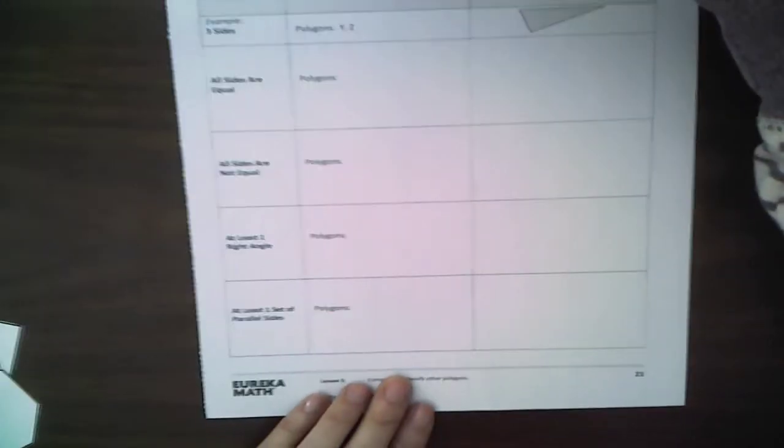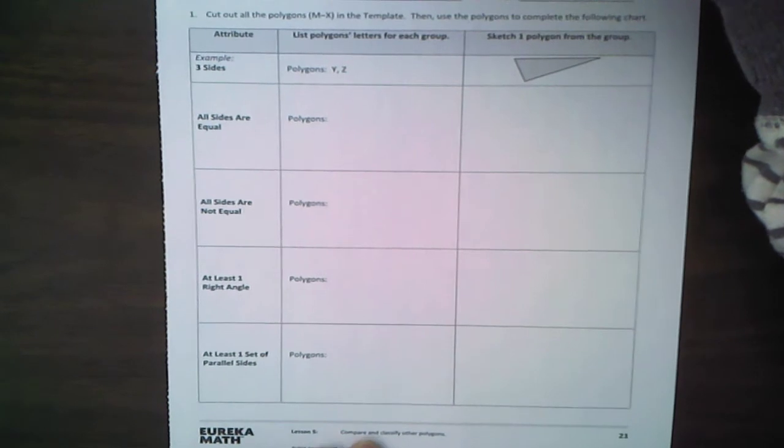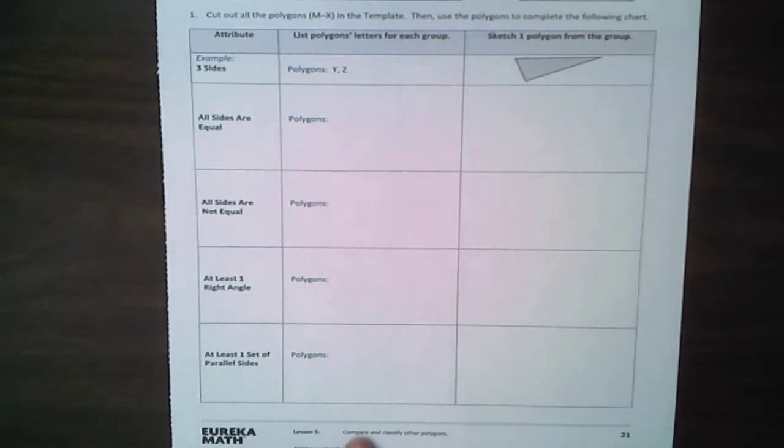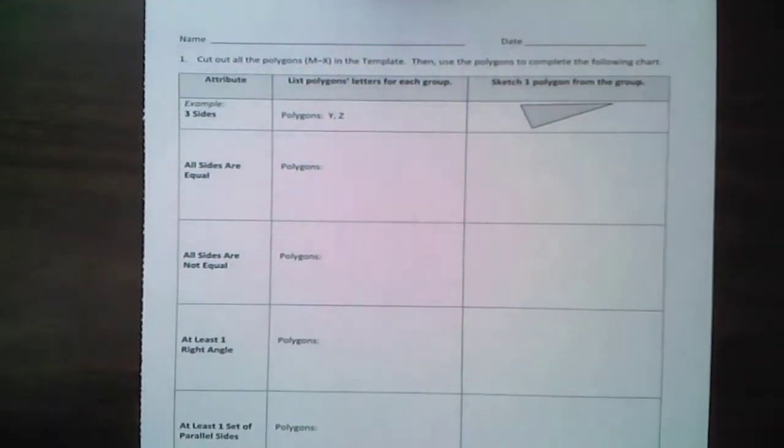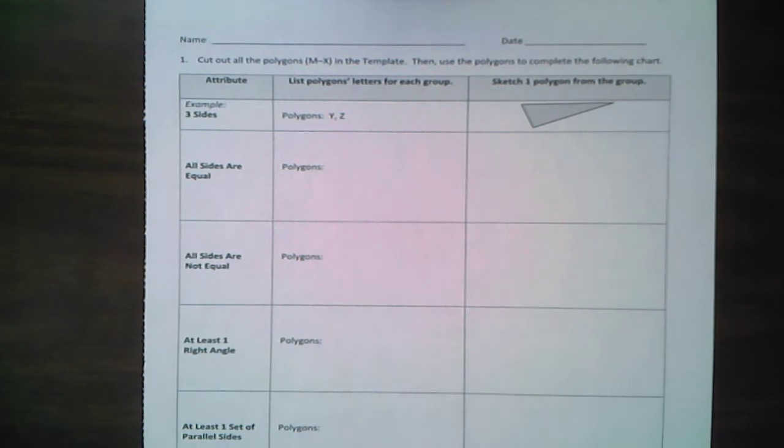Okay, so we are on to lesson 5. So if you would, please read the bottom with me. There we go. It says compare and classify other polygons. So if you'll remember our last lesson, in lesson 4, we were talking about what kind of polygons? Say it out loud. Yes, quadrilaterals. Today, we're going to be talking about other polygons. And we're going to be figuring out how many sides they have, etc.